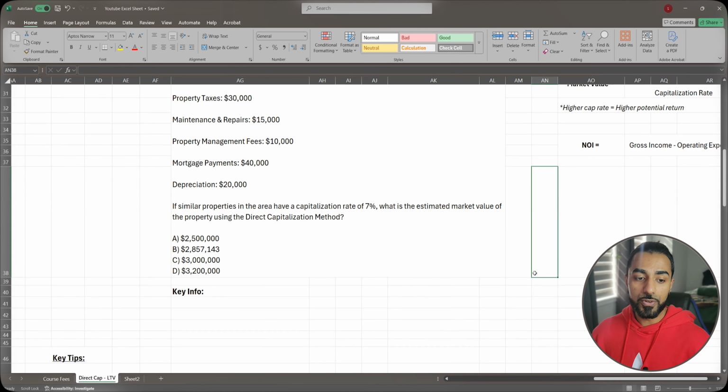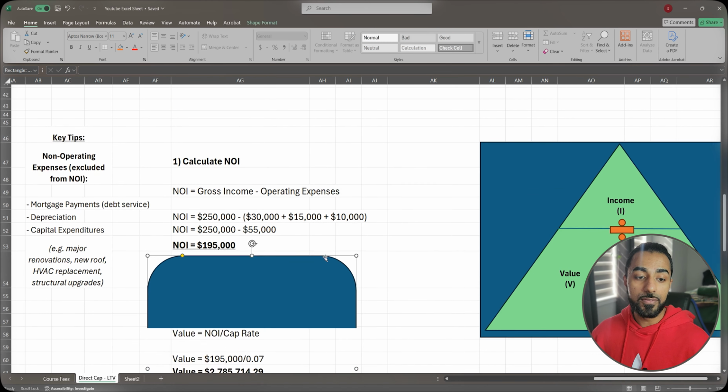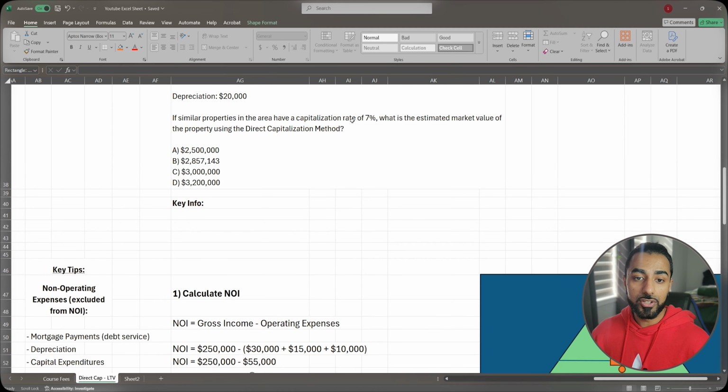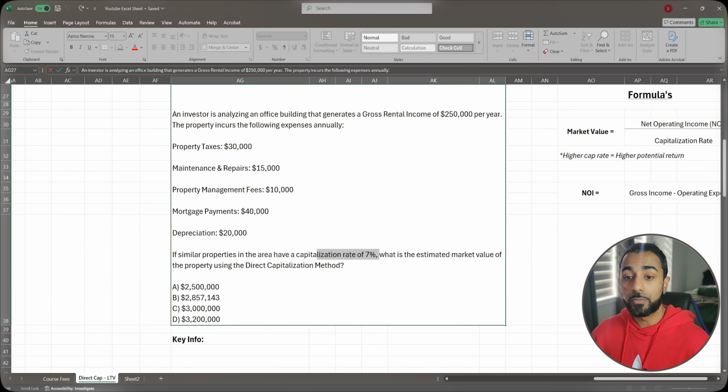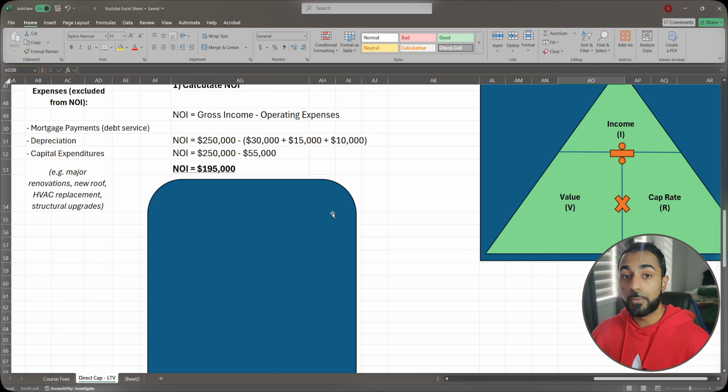Okay, so that's the first thing we do. We minus those out, and we get an NOI of 195,000. Okay, so that was the first step. Now, if you remember, when we go back to the question, you're going to see we have a capitalization rate of 7%. Okay, and our gross income was $250,000 for the year. So we go back down here, right? We have our cap rate of 7%.